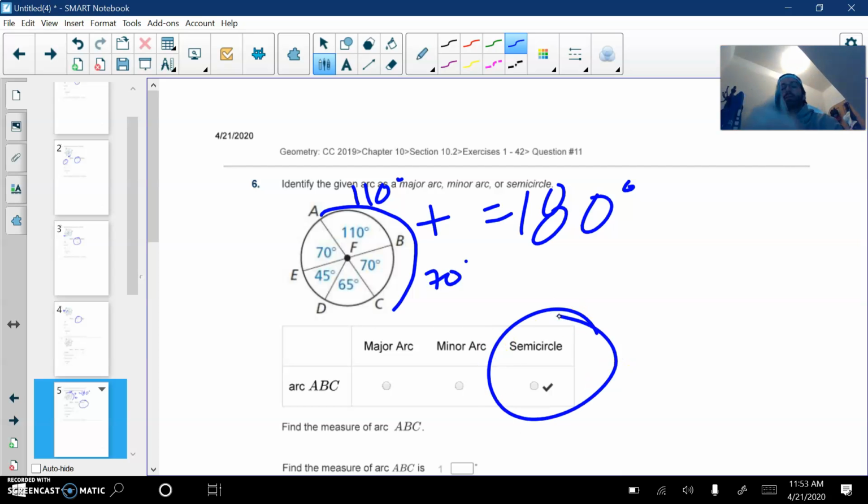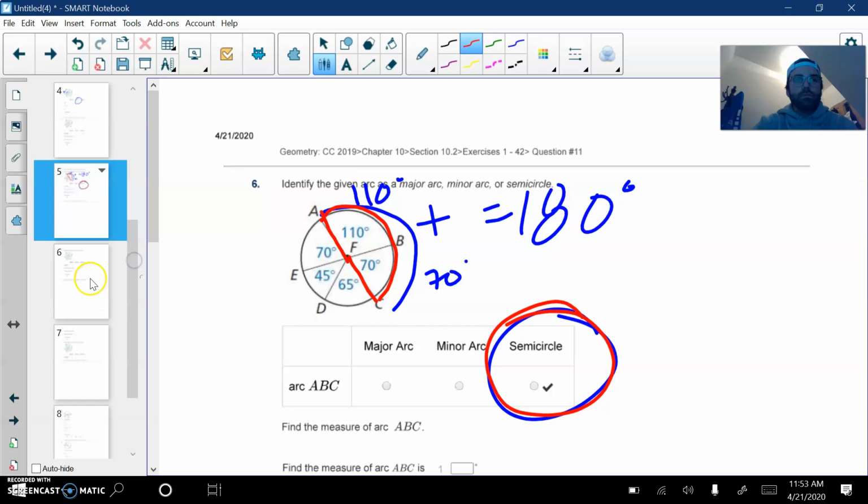Another way of thinking about it is, if I think about ABC, the angle that forms it, this is our central angle. AFC is the central angle that encompasses all of this. Therefore it has to be a semicircle. We're cooking.